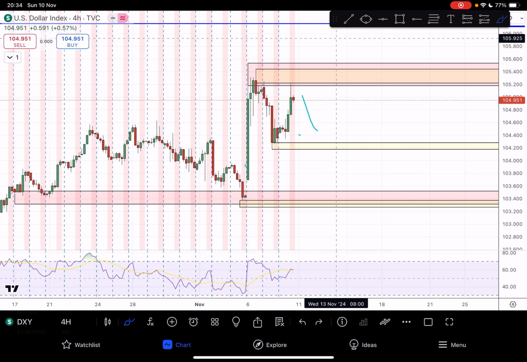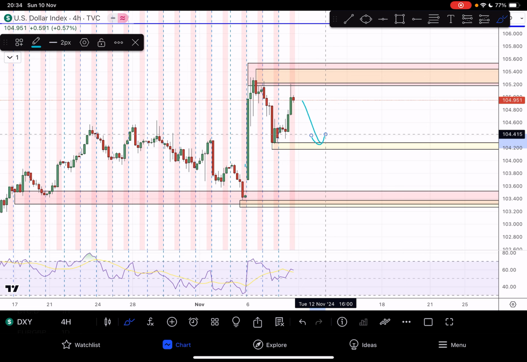So that is a bias. We'll have to see what happens when London session opens tomorrow morning. However, that is my DXY analyzed. It could go down to this level here, or it could breach it and go up to here. We'll have to wait and see how London session plays out. So that's my DXY done and dusted.